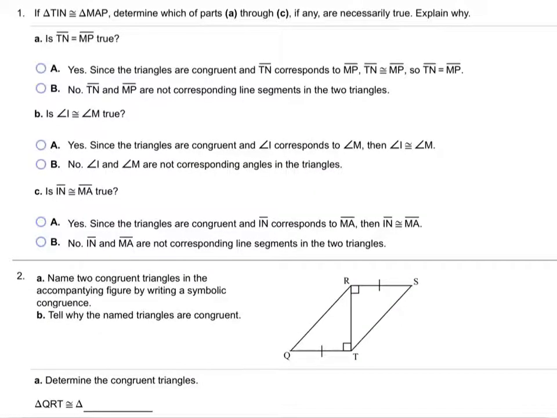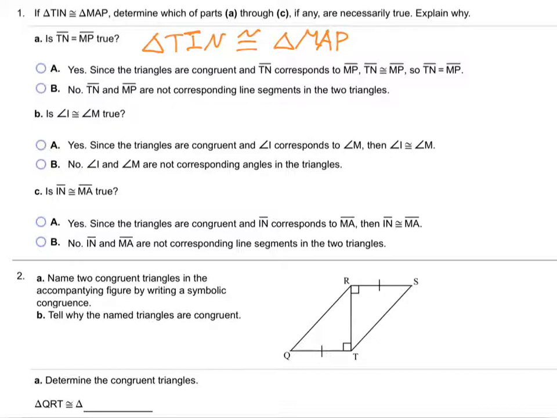Question number 1. If triangle TIN is identical to triangle MAP, let me make that a little bigger for you. So triangle TIN. And then here's the way they write it. They write an equal sign with like a little squiggle above it. That's geometry's symbol for congruent. That means identical. So triangle TIN is identical to triangle MAP. So they're making the statement. They're saying triangle TIN is identical, congruent, to triangle MAP.